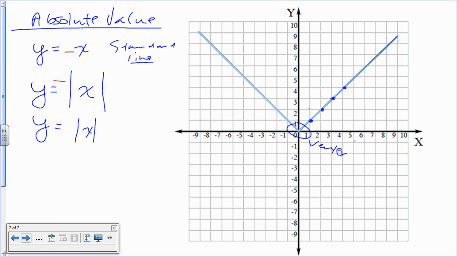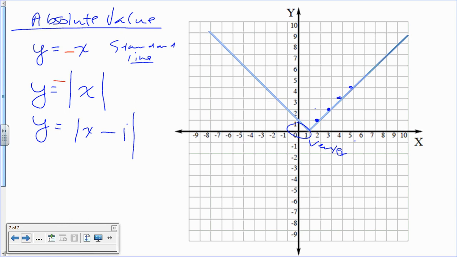What happens if I put it inside? You might want to write this down. If it's inside the absolute value, it's going to move in the opposite direction of the number that you have. For example, you have a -1. So I'm going to move my graph which direction? Opposite direction of -1 would be +1. So my graph is going to move right 1 square.